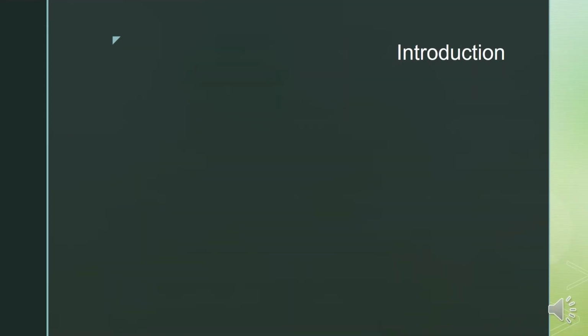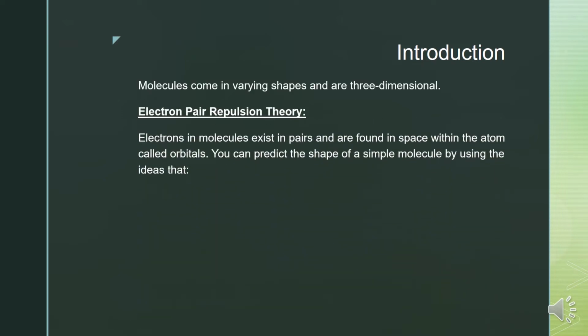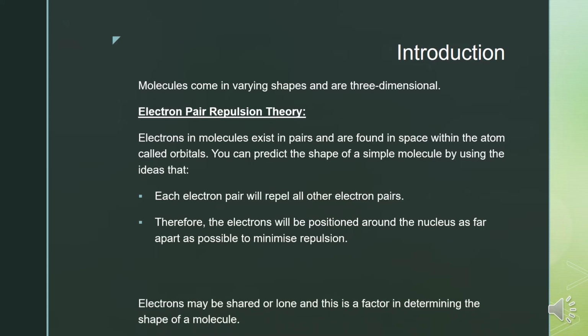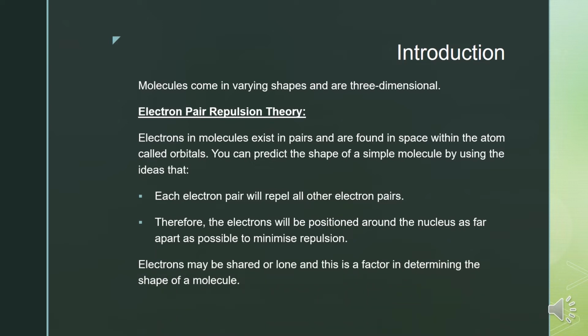Molecules come in varying shapes and sizes, and you can predict these shapes by using something called the electron pair repulsion theory, which states that electrons in molecules exist in pairs and are found in space within the atom called orbitals. You can predict the shape of a simple molecule by using the ideas that each electron pair will repel all other electron pairs. Therefore, the electrons will be positioned around the nucleus as far apart as possible to minimize repulsion. Electrons may be shared or lone, and this is a factor in determining the shape of a molecule. We will now explain the different shapes that you need to know for the syllabus and show some examples.